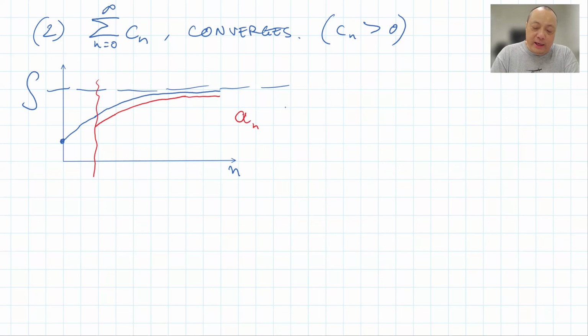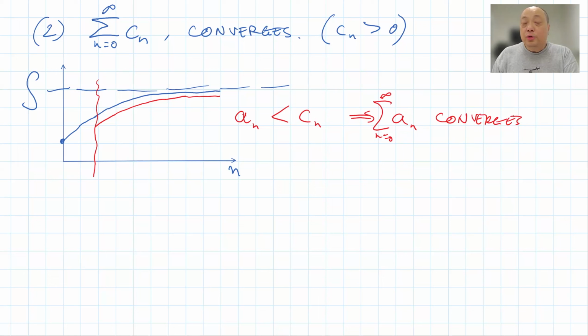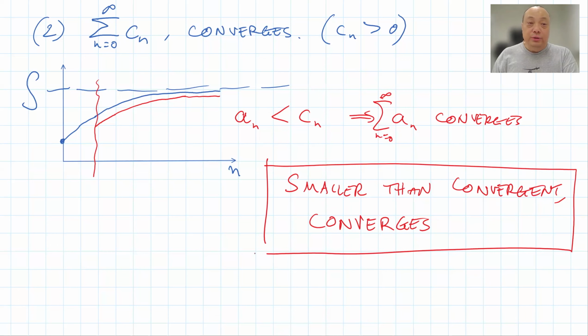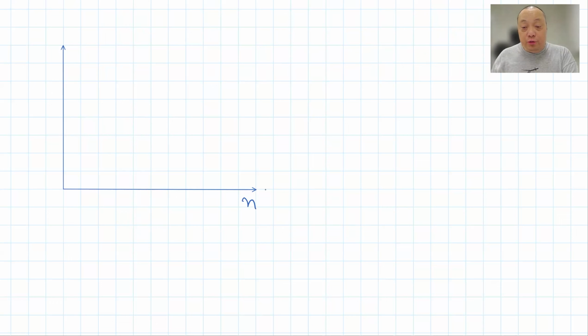So a situation where A sub n is less than C sub n, then that means the sum of A sub n converges. So our rule number two is if it's smaller than convergent, it converges. That's our second rule. What about all the other situations? What about the situation where it's larger than something convergent? Or if it's smaller than something divergent?